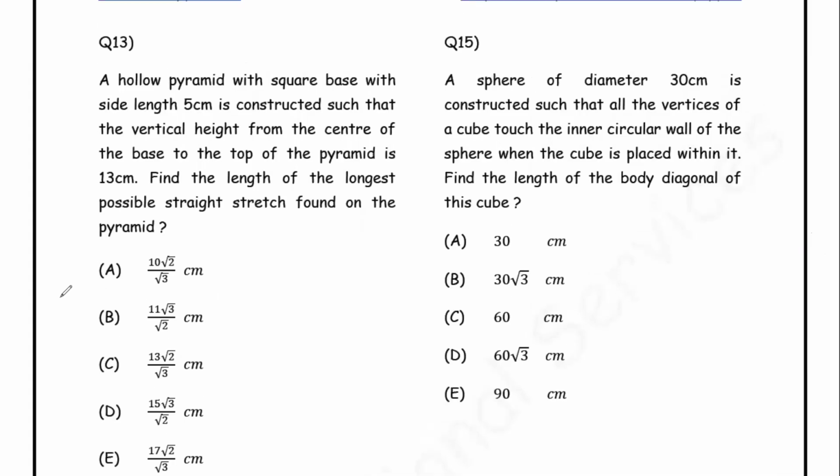Okay, last question. A sphere of diameter 30 centimeters is constructed such that all the vertices of a cube touch the inner circular wall of the sphere when the cube is placed within it. Find the length of the body diagonal of this cube. So see, in this question, suppose you have a cube placed in it.